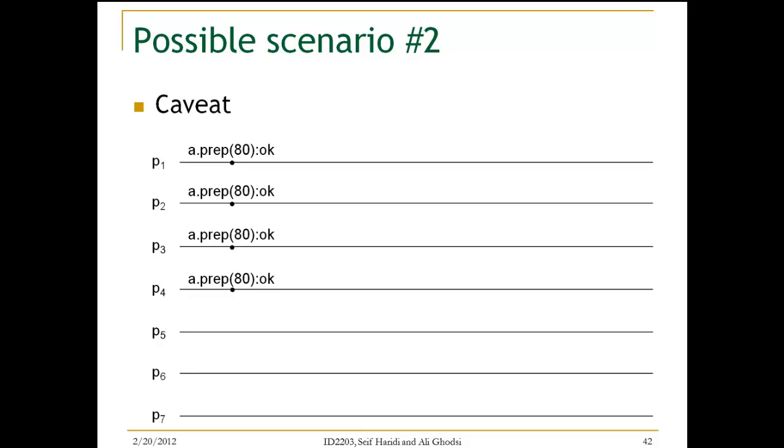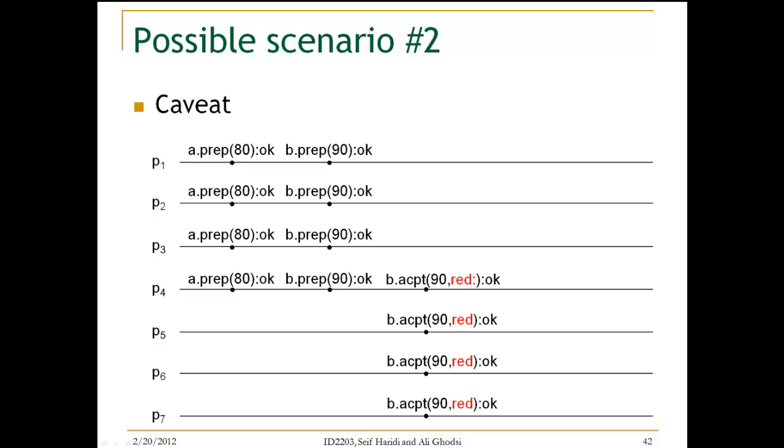Here's a scenario. We have 7 nodes. We start with a prepare with ballot number, proposal number 80. It has been accepted. Then a prepare with 90. It's fine. Now we only accept prepares with higher proposal numbers. Also fine. And here B goes to the second phase and sends an accept message, which comes to accept the value red. And of course now we have established a majority, so red will be chosen.